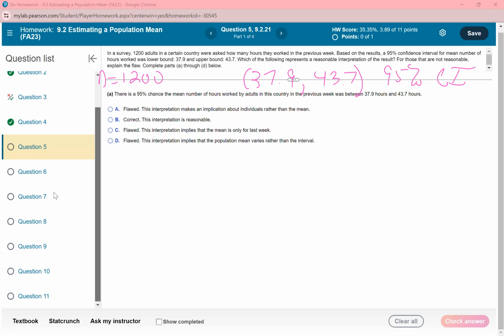Okay, so it says there is a 95% chance the mean number of hours worked by adults in the country in the previous week was between blank and blank. Let's look at these flawed. This interpretation makes an implication about individuals rather than the mean. The interpretation implies the mean is only for last week, and the interpretation implies the population mean varies rather than the interval. This is a test. Okay, so 95% chance the mean number of hours worked by the adults in this country in the previous week was between.